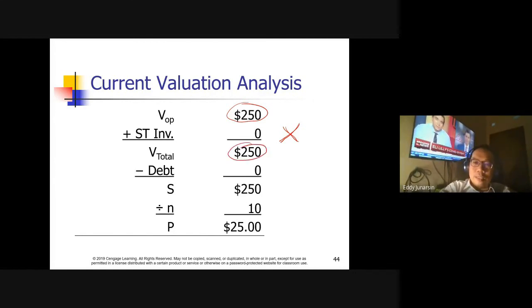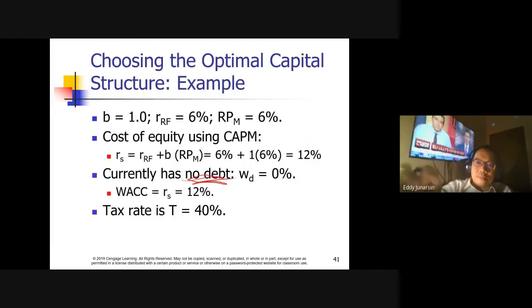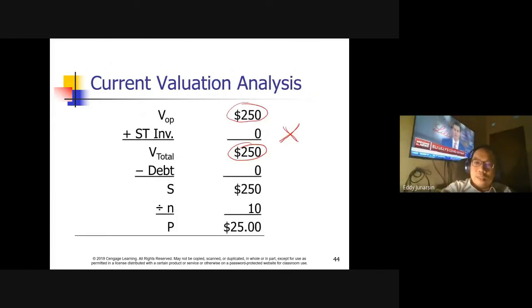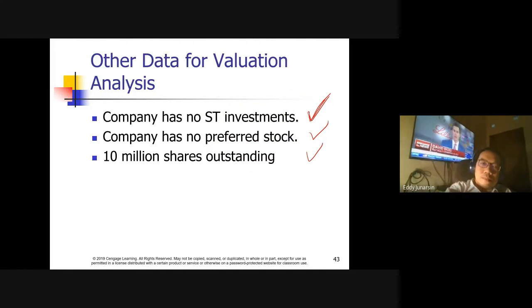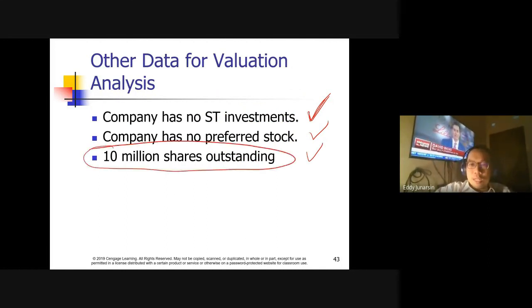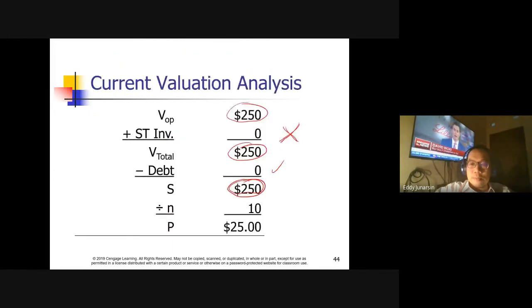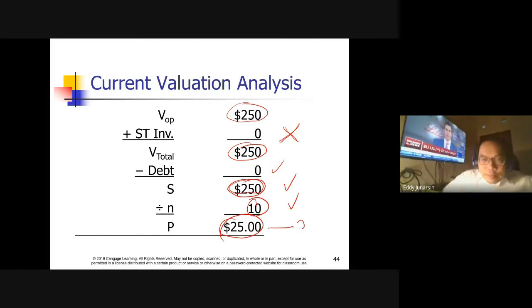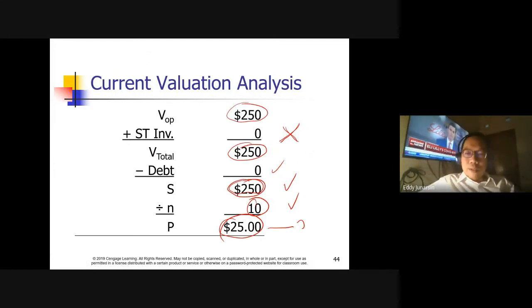Now, this is the first scenario, zero debt. So the value of equity would be the same, right? It would remain at 250. And there are 10 million shares outstanding. And if you divide the total equity value by the number of shares outstanding, then the stock price is estimated to be 25 a share. So this is the first scenario, which means that there is no debt, zero debt.